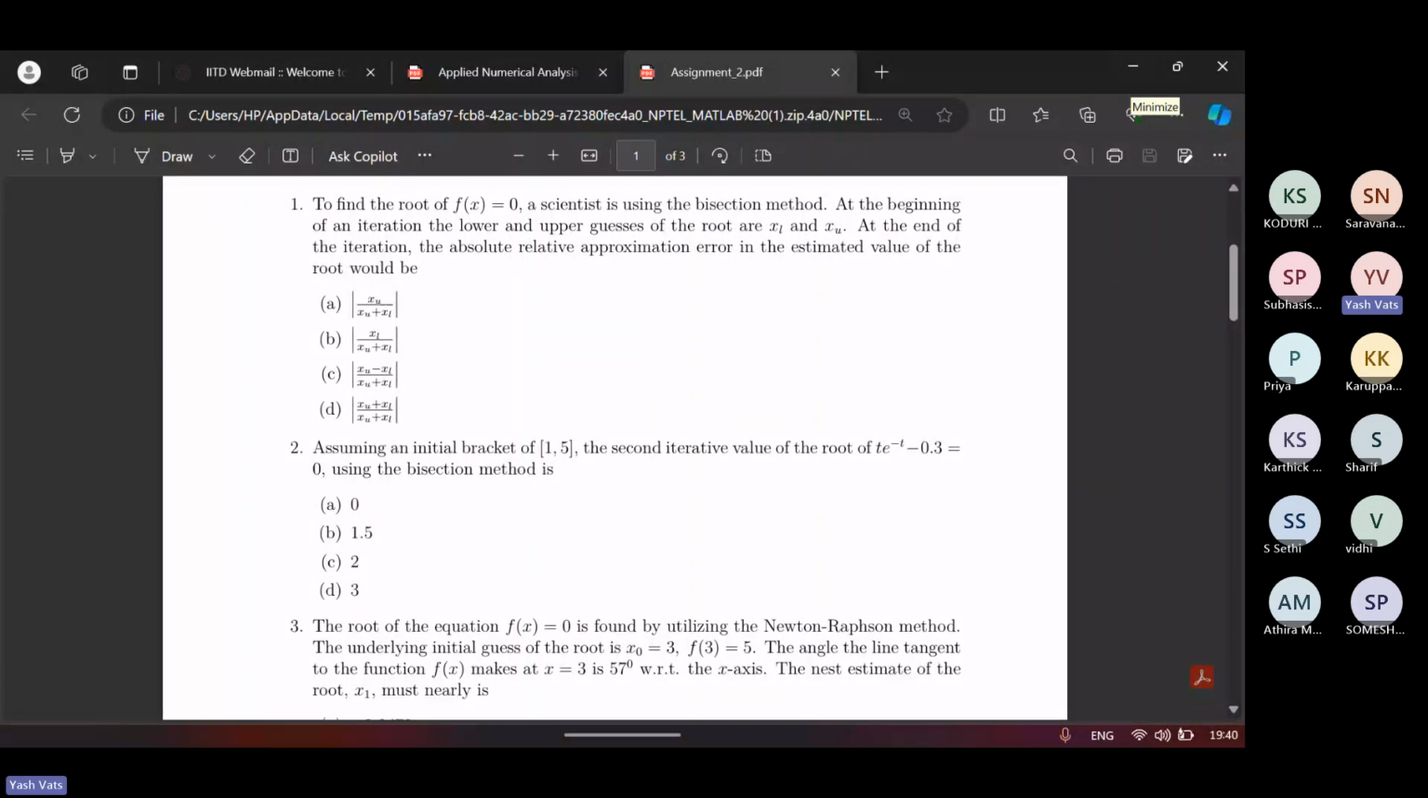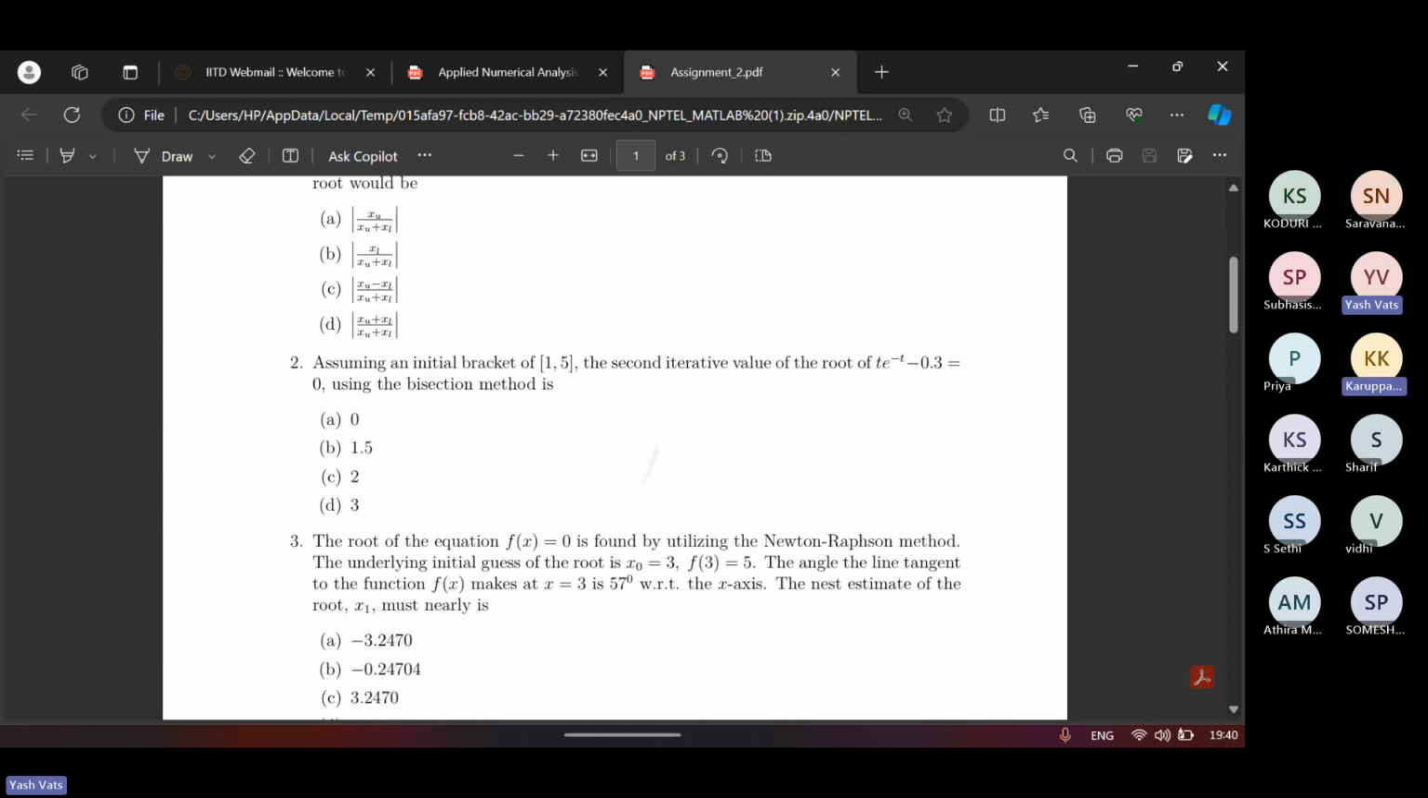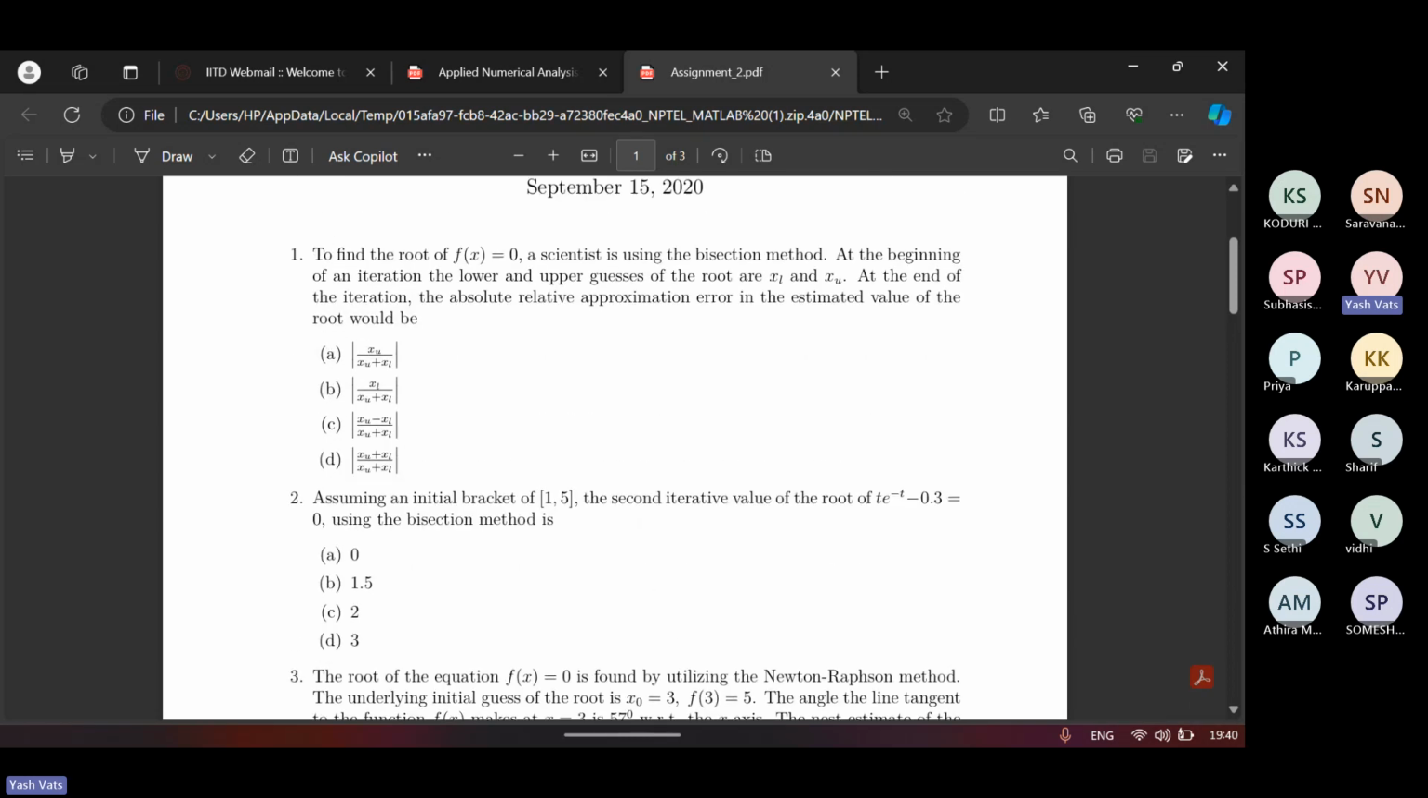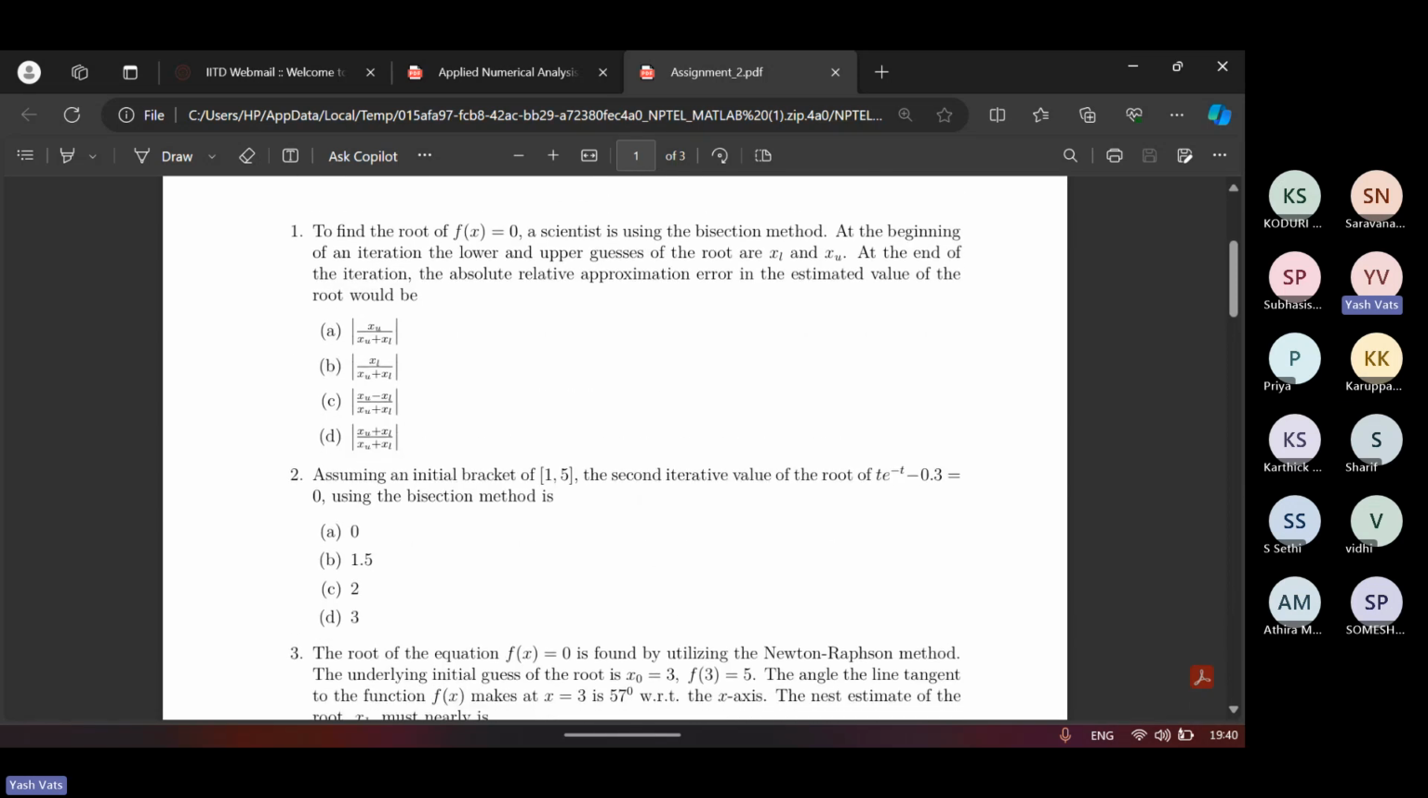Okay, so we will do some questions regarding assignment number 3, and we will discuss some of the methods of root finding that you have already learned in your lectures, I think. So we will see that, and we will do some practice questions as well. Okay, so first one, to find the root. Am I audible, everyone?